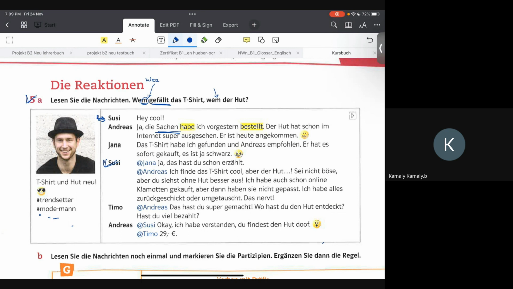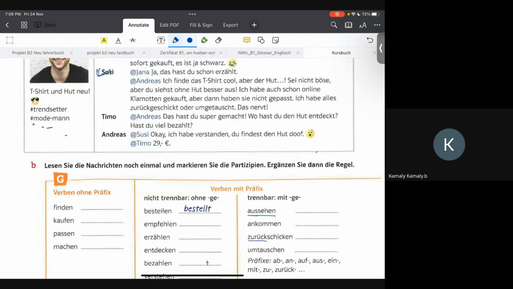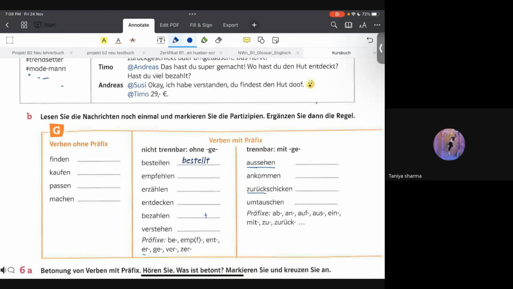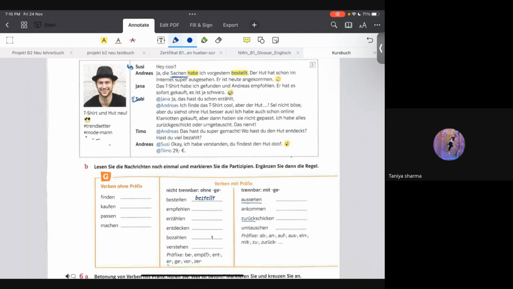So, guys, next is okay. So, just read. Tanya, you please read. Lesson: Lies die Nachricht noch einmal und markiere die Partizipien. Read the message again and mark the participles. Then complete the rule. So you need to mark down the participles and complete this rule. Is it clear or not? Kamli, Mahima, Tanya.